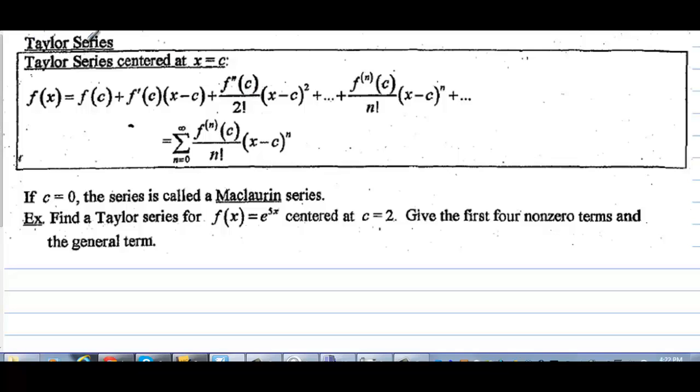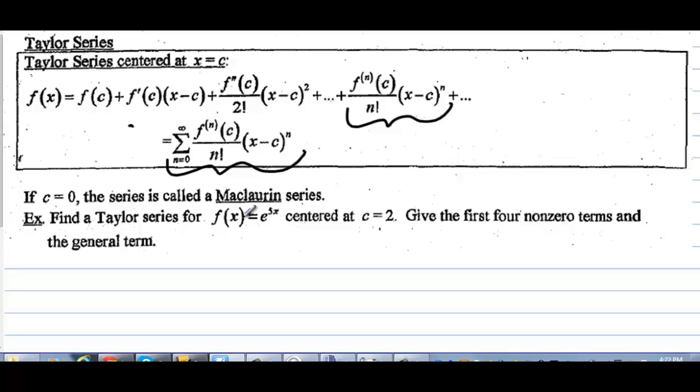Today we're going to look at Taylor series, and we start out a Taylor series exactly the same way that we would start out a Taylor polynomial. As a matter of fact, we're going to look at the terms of a Taylor polynomial and then eventually write the nth term and then write that as an infinite series. If c equals 0, the series is called a Maclaurin series.